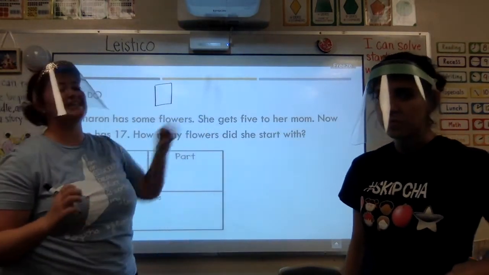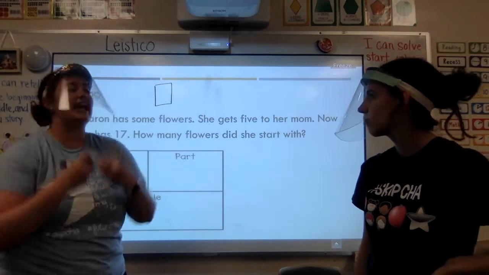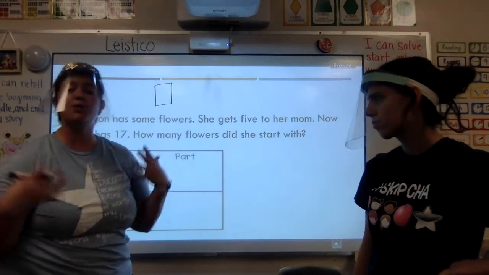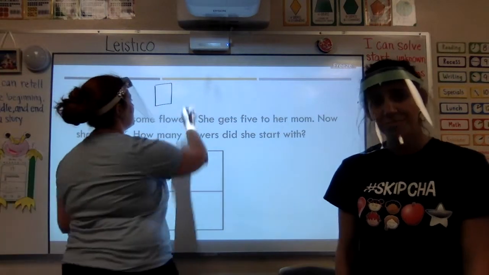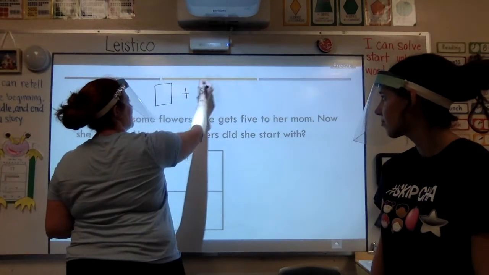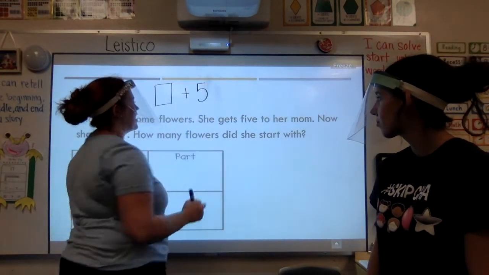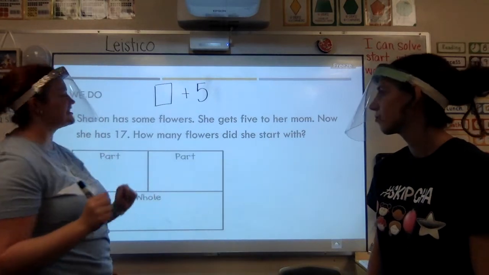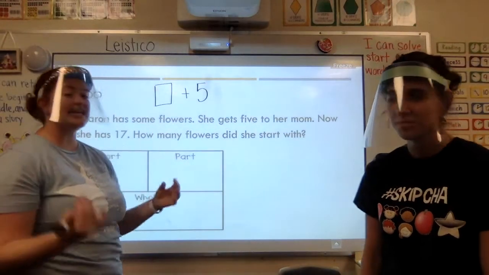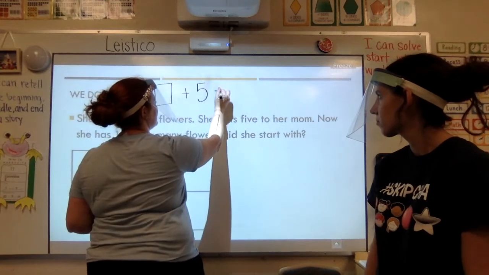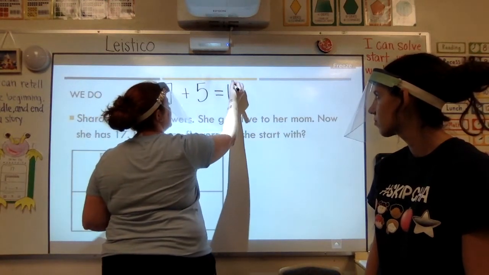Then it says she gets 5. Well, if you're getting them, you're adding that to what you already have. So I'm going to say plus 5. Now she has 17. So I'm going to say equals 17 because that's how many she has now in total.